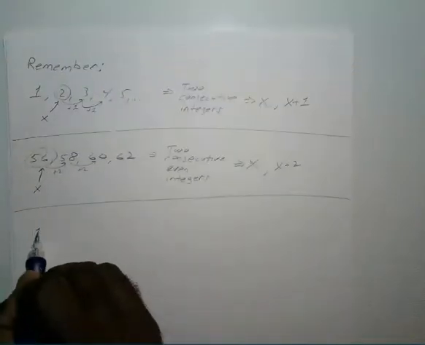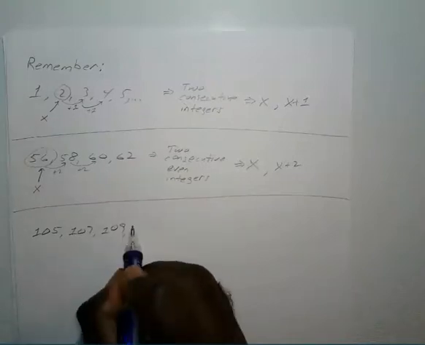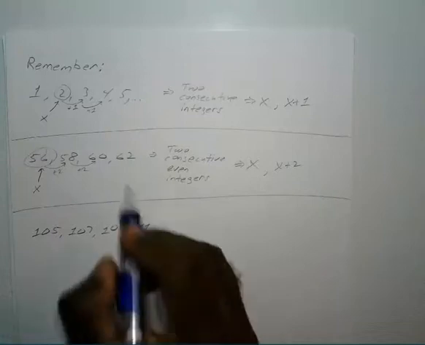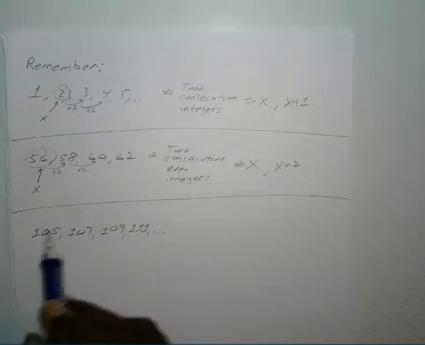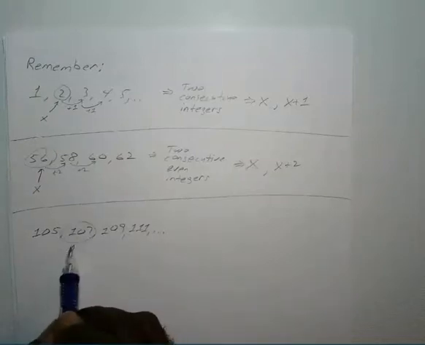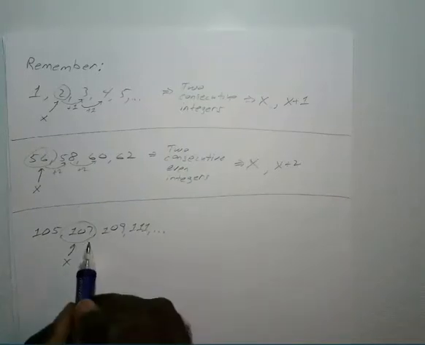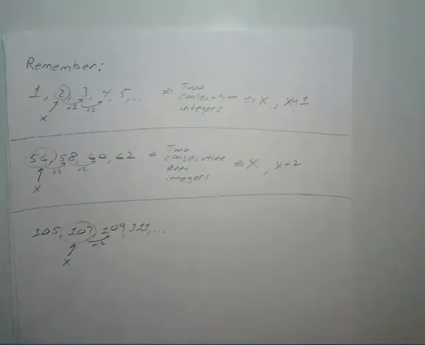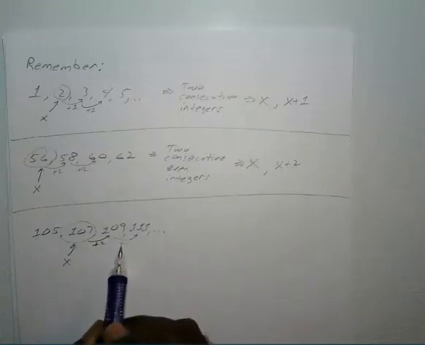Okay, so what if we have 105, 107, 109, 111, and so on. Again, what if we pick some value we're going to start with, which is x? Notice these are all odd integers. To get to the next odd integer, we just add 2 from where we started, and to get to the next one, we just add 2 more.